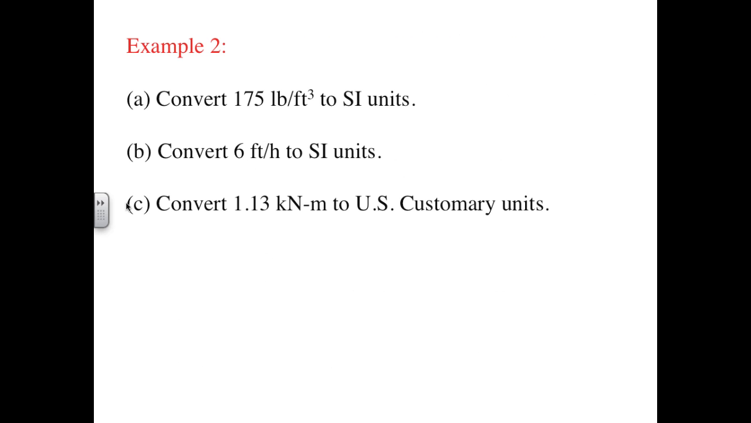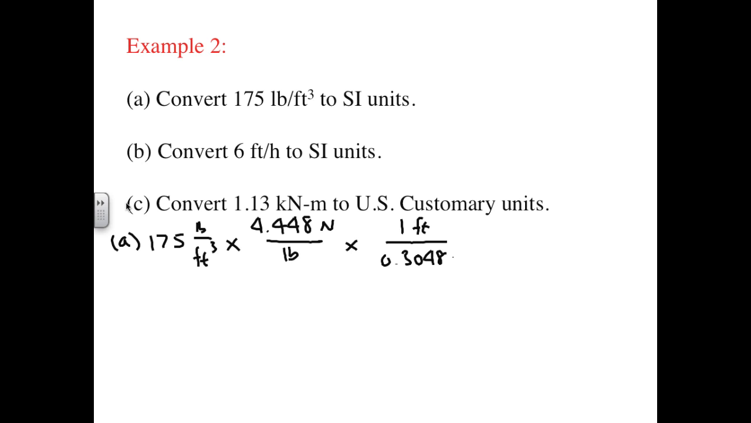As an example, let's perform the following unit conversions. The first one, we have a weight density of 175 pounds per cubic feet. We'll multiply that by 4.448 newtons per pound, and then times 1 foot per 0.3048 meters. And because we've got cubic feet with our original quantity, we've got to cube this so that feet cubed here cancel feet cubed here, pounds cancels pounds, and this will give us a weight density in newtons per cubic meter.